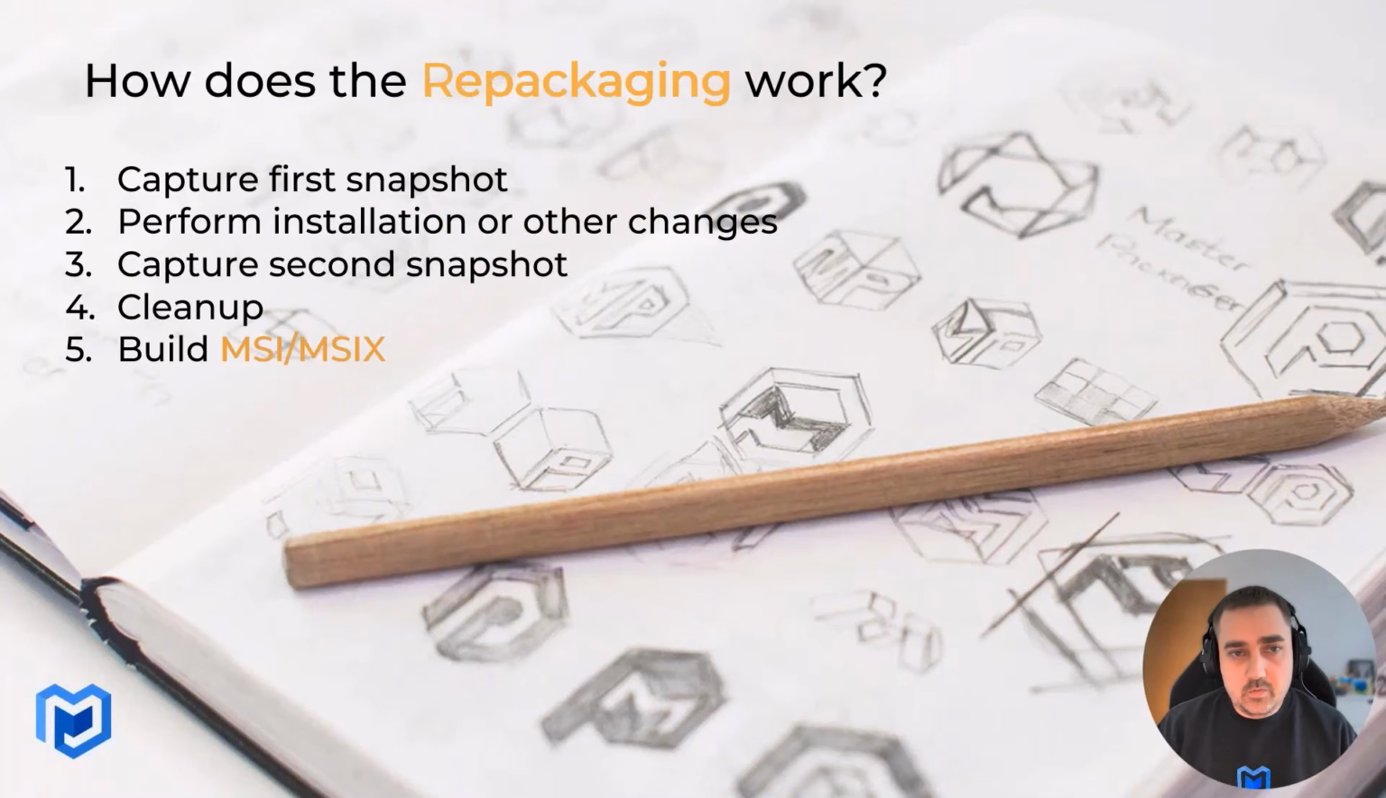So how does the repackaging process work? First of all, you need to capture a snapshot. It will scan your whole system, how the files and registries look. Then you have to install your application or make any other changes that you need. You create a second snapshot. It will compare the differences, and then you have to clean up, meaning you have to check if there are any unrelated files or registries captured. You have to remove them, and then finally you can build your MSI or MSIX package.